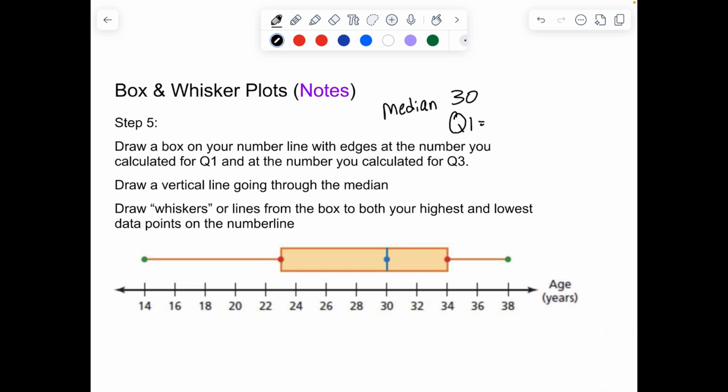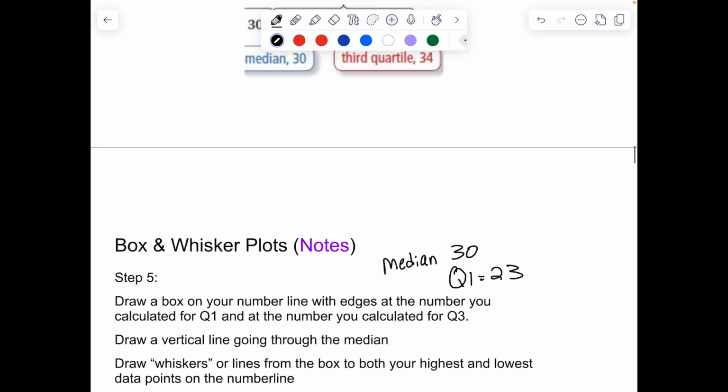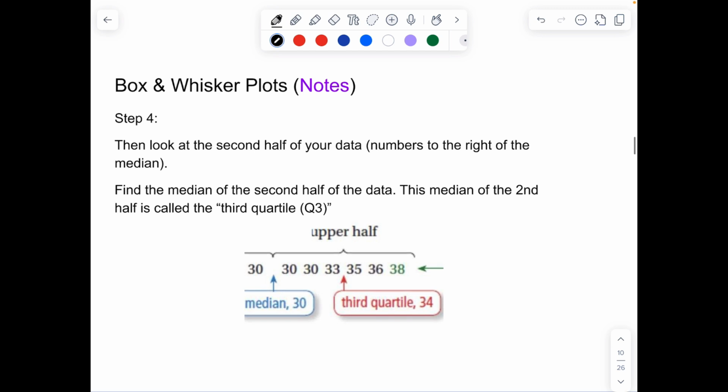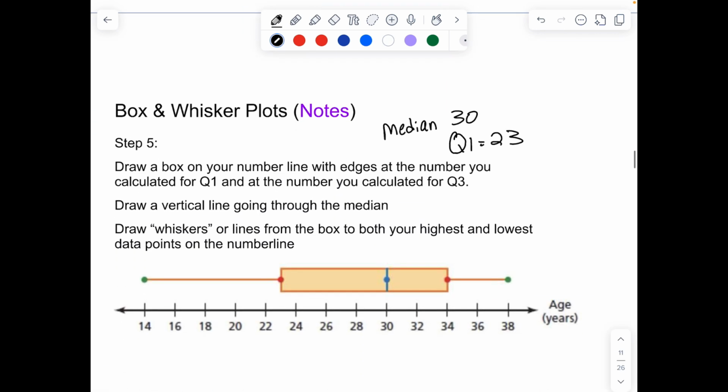Okay, Q1 is 23. If we go to the upper part of our data, we're looking at the median of the upper half. So here, if we cross these out, we got between 33 and 35. If we add those up, we got 68 divided by 2, which is 34. So our Q3 is 34. Again, the median is your Q2.